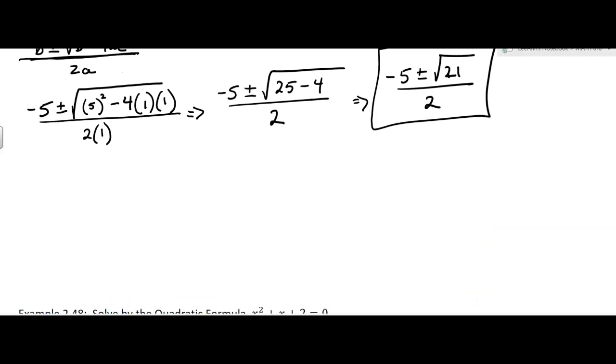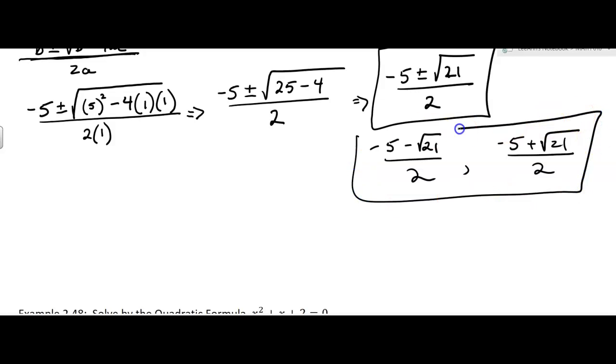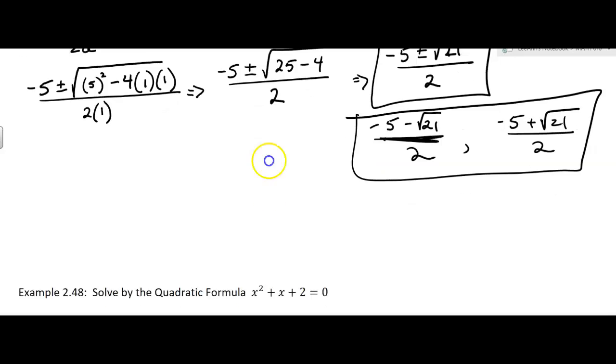Oh, I guess I could say if you want to write them separately, it would look like that. Oops, plus. I don't know why I have that addition sign in there. That's not what I meant to put. I meant to put a comma. So if you need to write them separately, that's how it looks. And remember that bar there is under both the minus 5 and the radical.